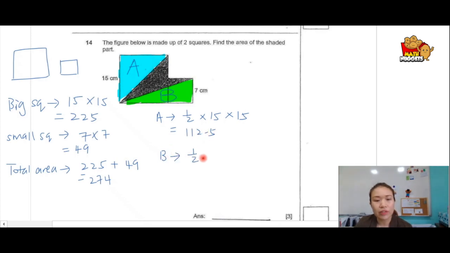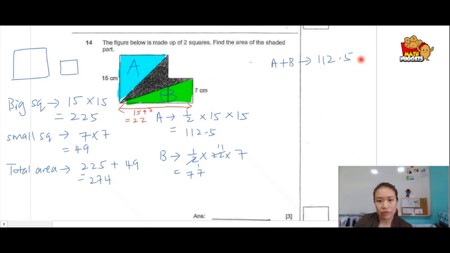Area of B, half times, what is the base? Base is here, which is 15 plus 7, 22. So half times the base of 22 times the height of 7 gives us 77. So the total area of A plus B will be 112.5 and 77. You get 189.5. And this A plus B makes up the unshaded part of the figure.